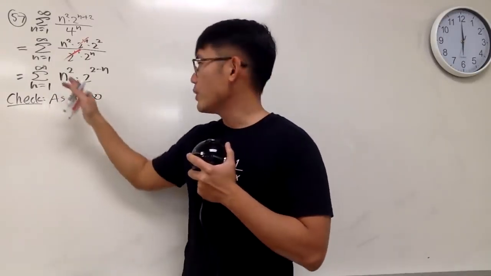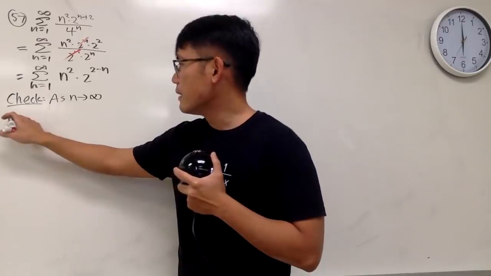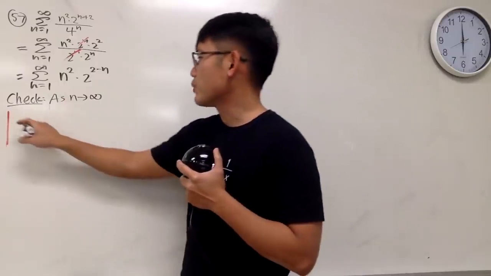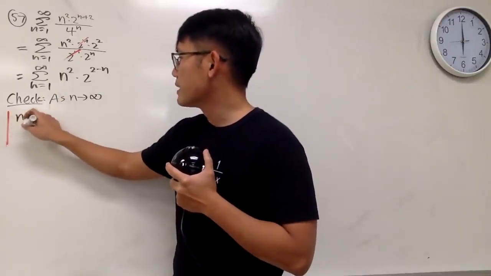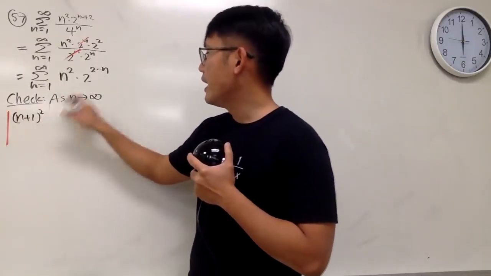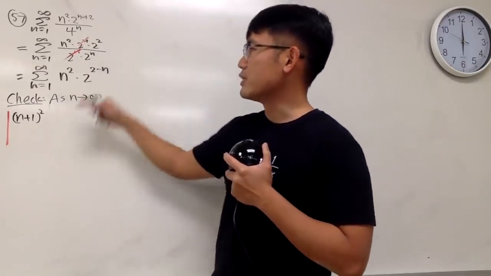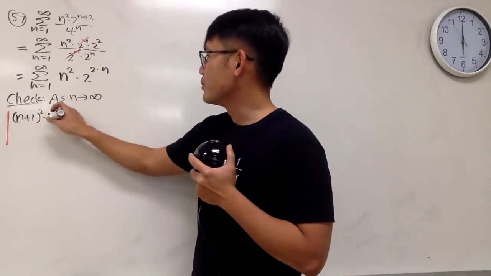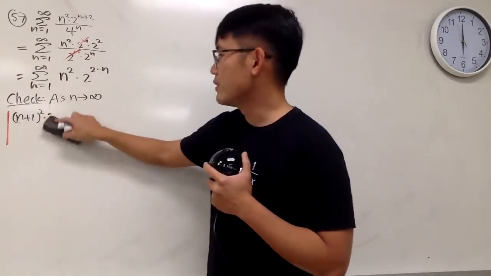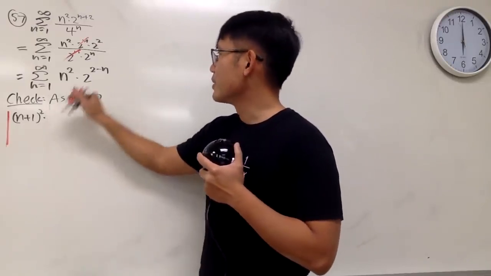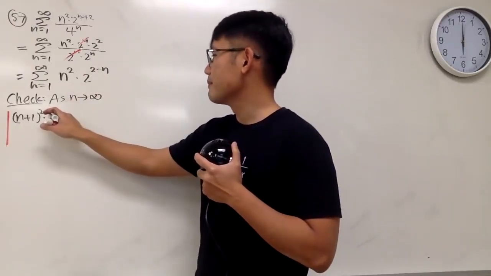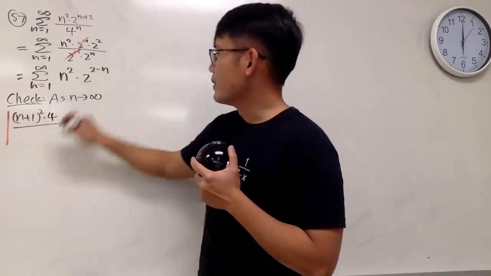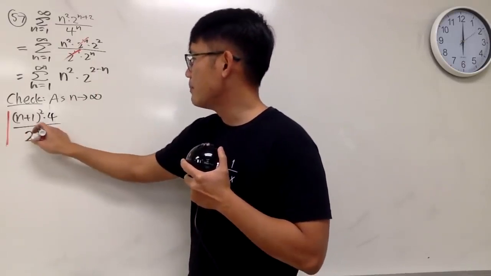First of all, take the absolute value. Then all the n's become n plus 1. So we have n plus 1 squared, and of course you have to know this is the same as that. I just want to show you this might be the question on the test. So we put this down right here times 2 to the 2, which is 4. This right here is 4 over 2 to the n plus 1.